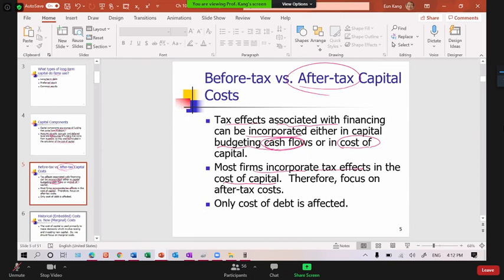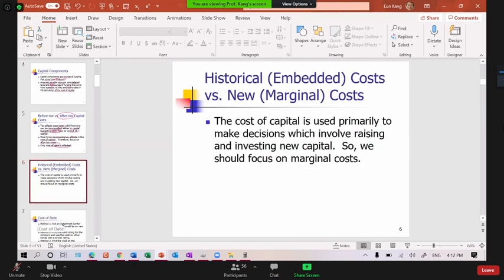And most firms incorporate tax effects in the cost of capital. So we have to focus on after-tax costs, but only cost of debt is affected. Why? Only interest is tax deductible. Dividend is paid from after-tax income. So only cost of debt is affected.